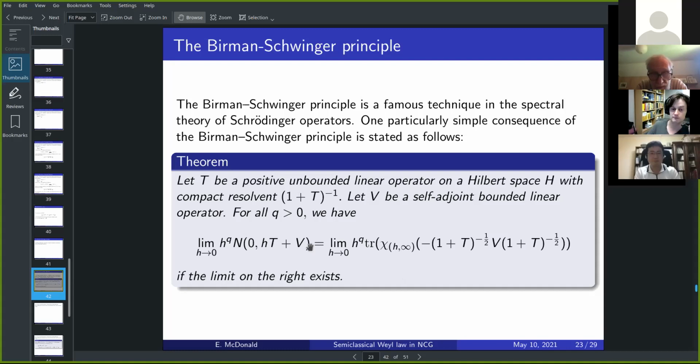So also, because it's very important in the spectral theory of Schrodinger operators, there are many different extensions of this formula. T doesn't have to have compact resolvent. V doesn't have to be bounded. The sum can be taken in the sense of differential forms. There are many different weakenings of the assumptions and strengthenings of the statement that are known. But regardless, this is going to suffice for the purposes of this talk.